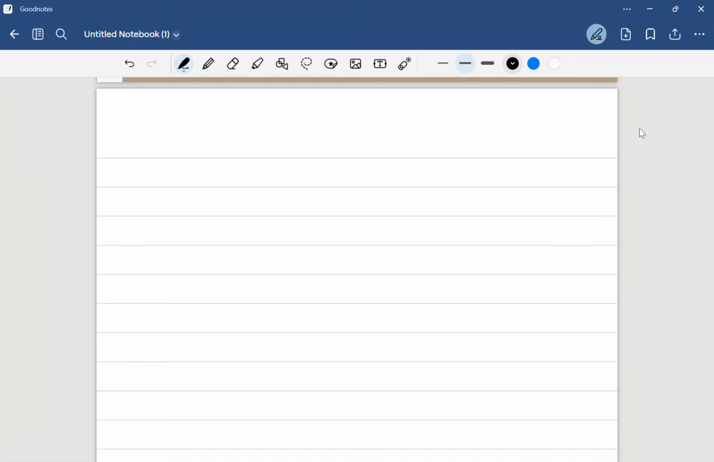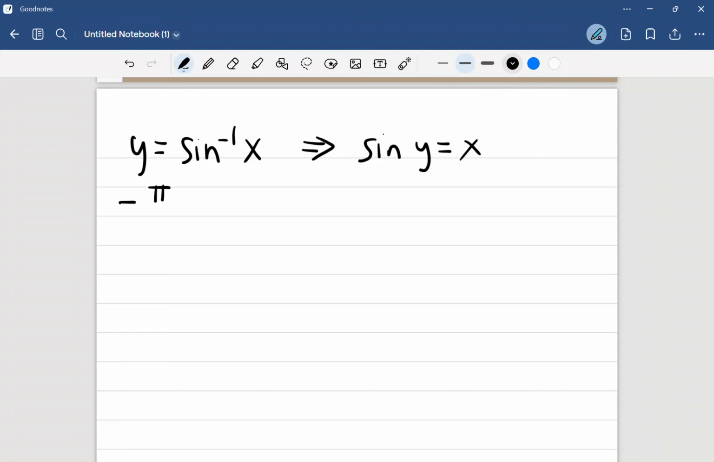So we're going to be finding the derivative of an inverse trigonometric function, namely the arcsin function. Recall the definition of the arcsin function: y is equal to sine inverse of x, which implies that sine of y is equal to x. Also recall the range of the arcsin function: negative pi over 2 is less than or equal to y is less than or equal to pi over 2. So let's implicitly differentiate both sides of this equation.